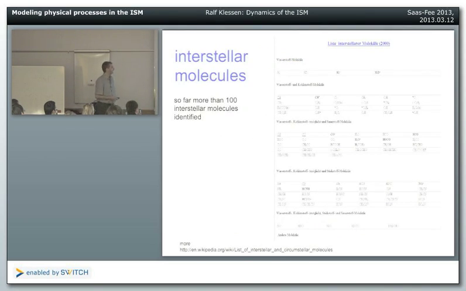And I'm providing here a link to the wiki page, list of interstellar and circumstellar molecules, because I think that is very useful and tells you about the latest status of the different molecules that are discovered and identified, and you can look them up. You can click on the molecules and you get some information.